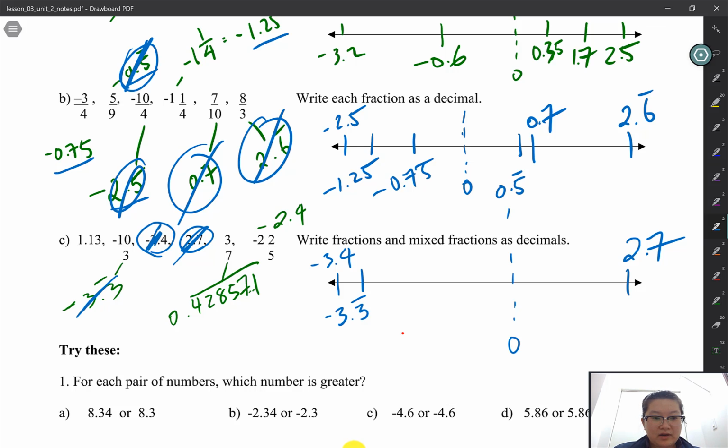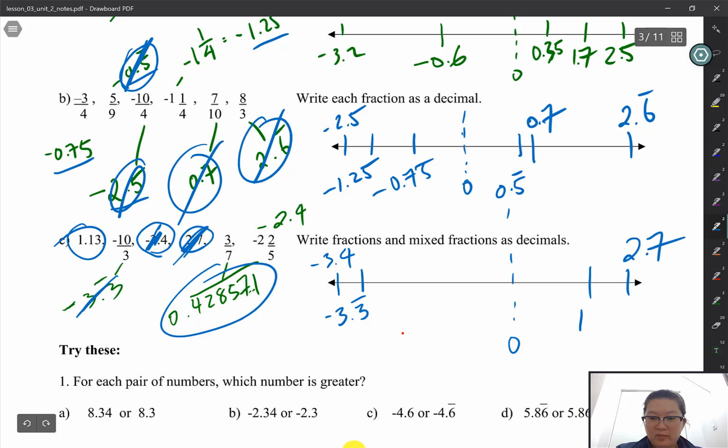Okay, so we got 2.7, that one is done. We also have, oh, that one's negative. Negative 2.4. Okay, let's do the positives. We've got a positive over there, and this guy's a positive as well. So I'm going to put here 1.13, because that's definitely bigger than 0.42. If you want to put the fraction as opposed to the decimal, we can do that as well. Okay, so we got rid of this one here, and we are done with the positives.